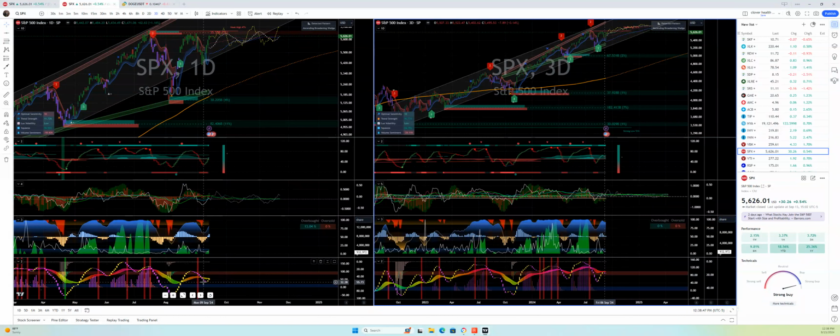What we were looking for right here was the whale pump, right? After it went down, we were looking for that whale pump to push it up. And then as it rolls over and prints this red, that would be topping zones, right?